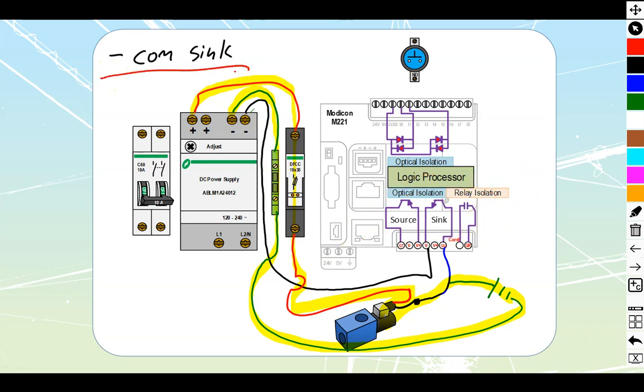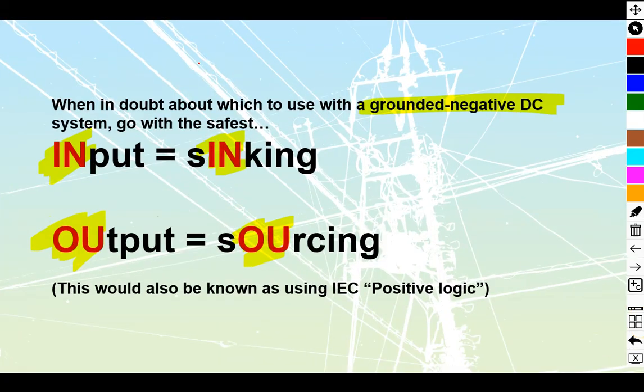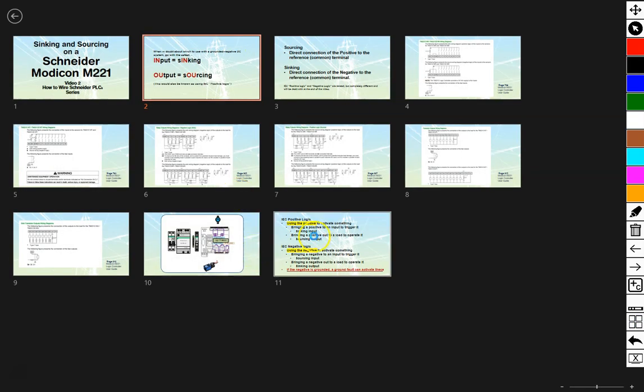So syncing on my outputs is generally termed as being really, really bad. Remember that very first slide that we took a look at where we had this right over here? When in doubt with which to use with a grounded negative DC, go with the safest. Input should be syncing, output should be sourcing off of these ones, or what is known as IEC positive logic.